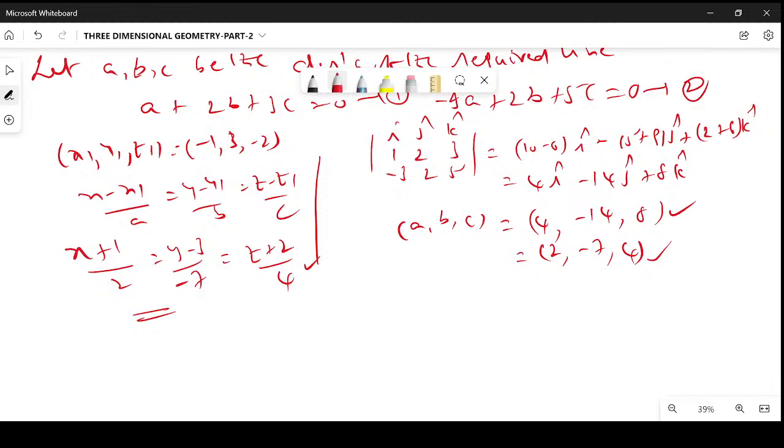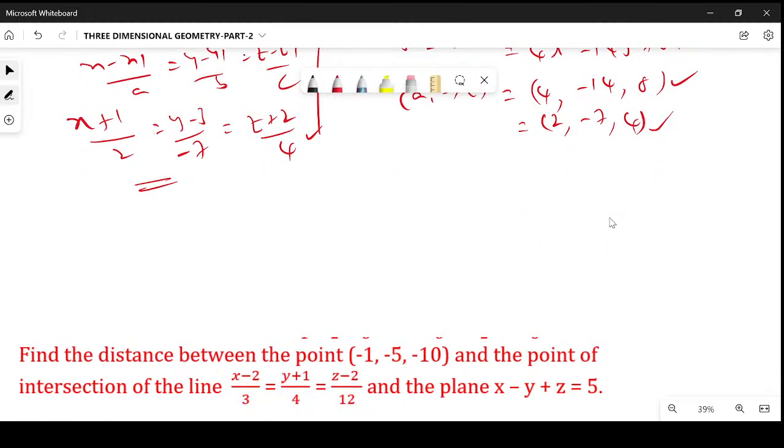I can write it simply like that. Whenever the line is perpendicular, use a cross product. Then we get this, which is the required line. It is nothing but solving 1 and 2, which I have done. We can do this. If it's clear, okay, fine.